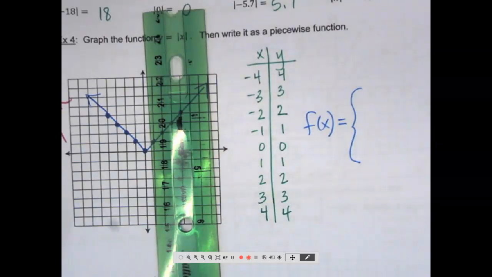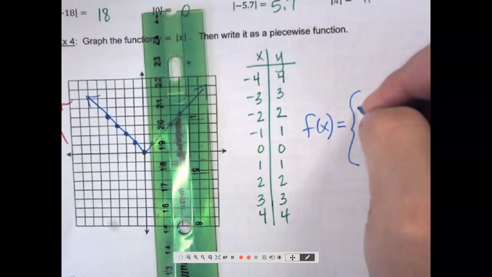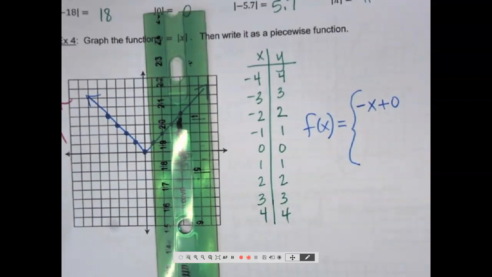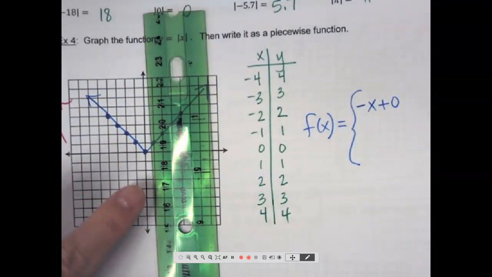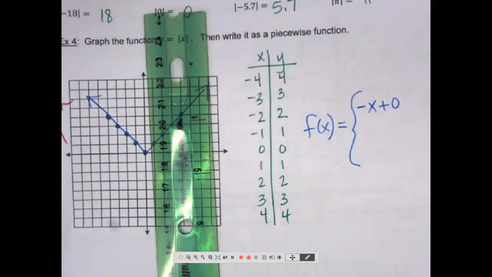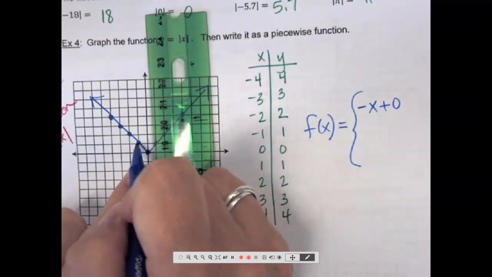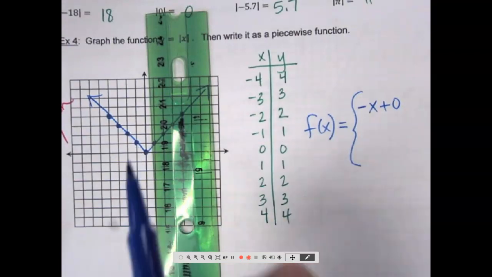Did anybody say negative x plus 0? Okay, either way is fine. You can have the plus 0 there. It's not necessary, but it's not wrong either. So I'll go ahead and put it there just for the heck of it so that I have that mx plus b. All right, so everybody's good on how we got that slope? I'm just literally counting up, left, up, left. So that's a slope of -1.